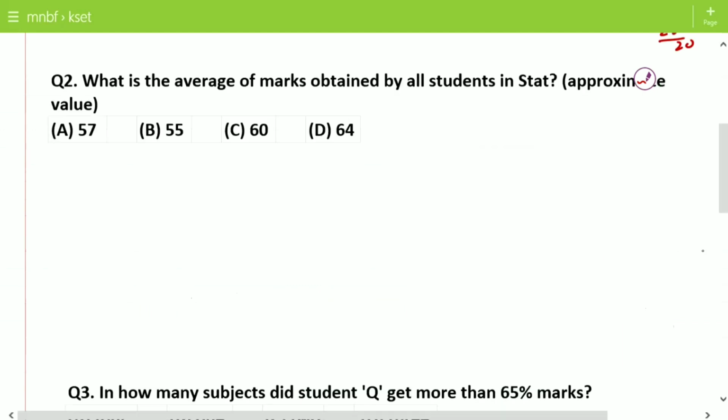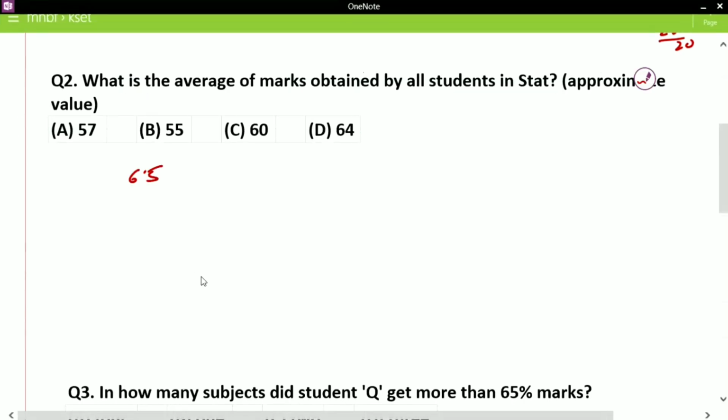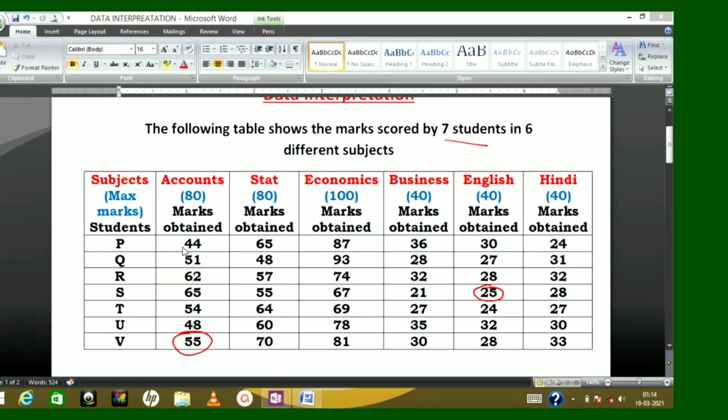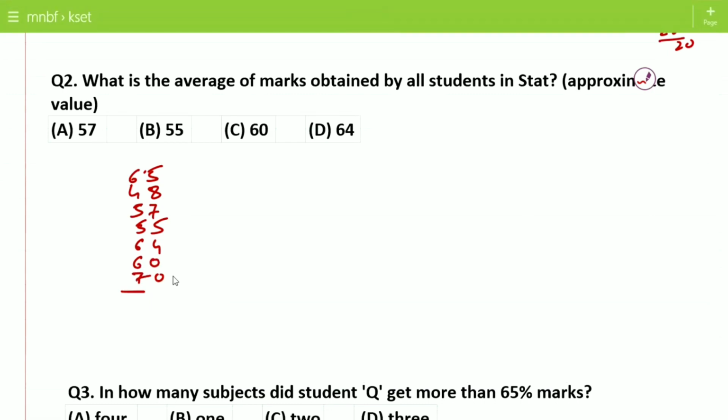The second question is, what is the average marks obtained by all students in stats, approximate value? So let us go to stats. So all the scores in stats are as follows, that is 65, 48, 57 and 55, 64, 60 and 70. So 5 plus 8 is 13 plus 7 20, 25 plus 4 29, 6 plus 4 10, 10 plus 2 12, 12 plus 5 17 plus 5 22, 22 plus 6 28 plus 6 34, 34 plus 7 is 41. So 419 divided by 1 2 3 4 5 6 7.